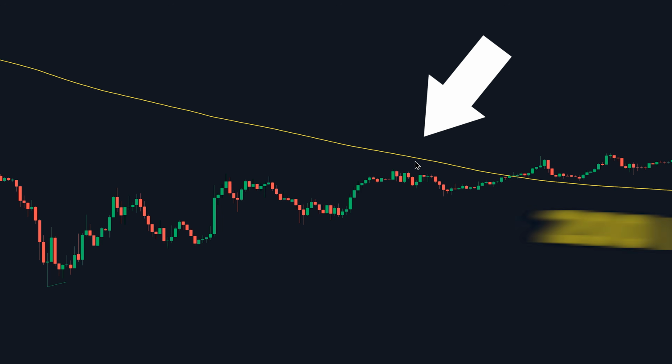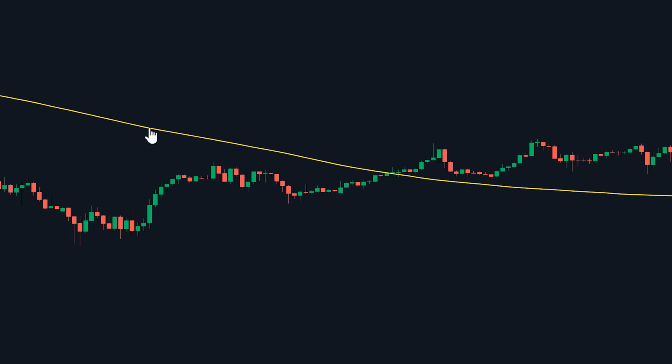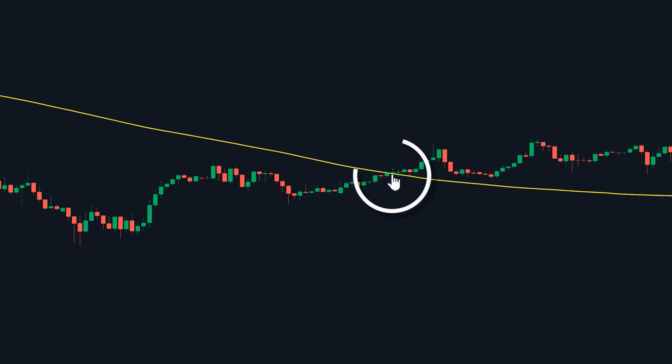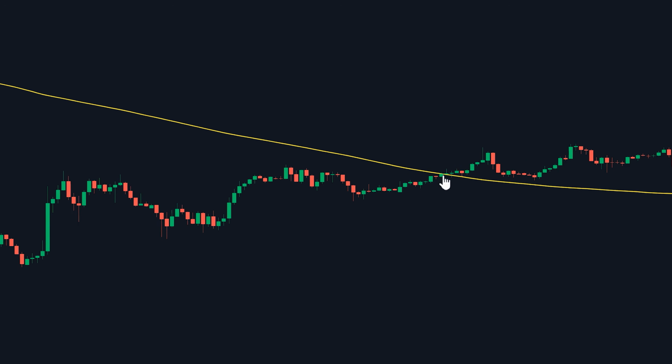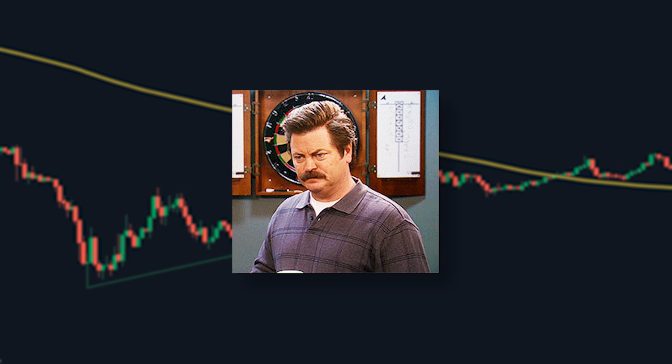So this is a 200-period simple moving average, and it indicated that the market is shifting to a bullish trend right at this point, where the candles broke and closed above it. But looking at the chart, you can see that for over 6 days, the market was already bullish, meaning that this moving average is a lagging indicator. And it doesn't just lag, it lags a lot.